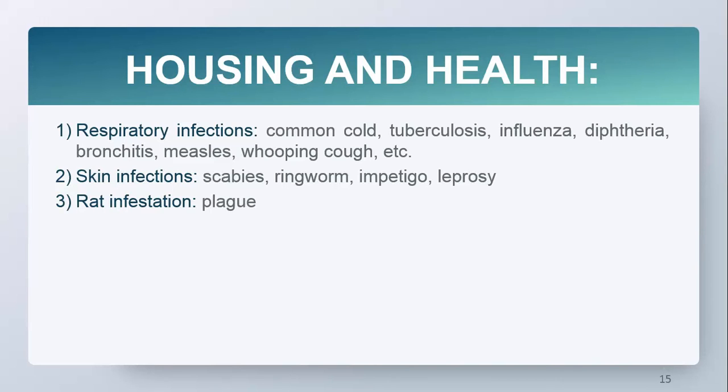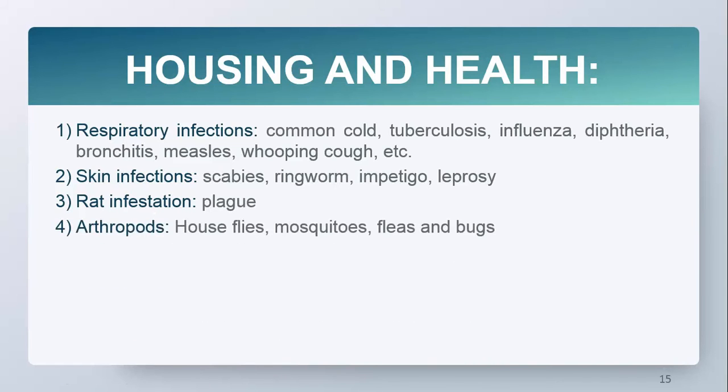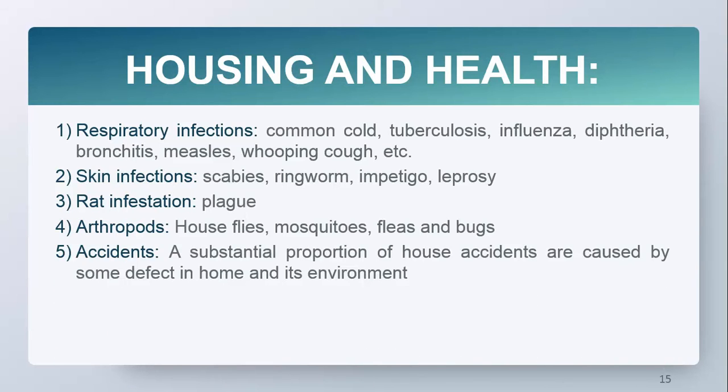Rat infestations are very common in poor housing conditions, and one disease attributed to rat infestation is plague. Arthropods are usually very common, like house flies, mosquitoes, fleas and bugs. Accidents. A substantial proportion of house accidents are caused by some defect in home and its environment.